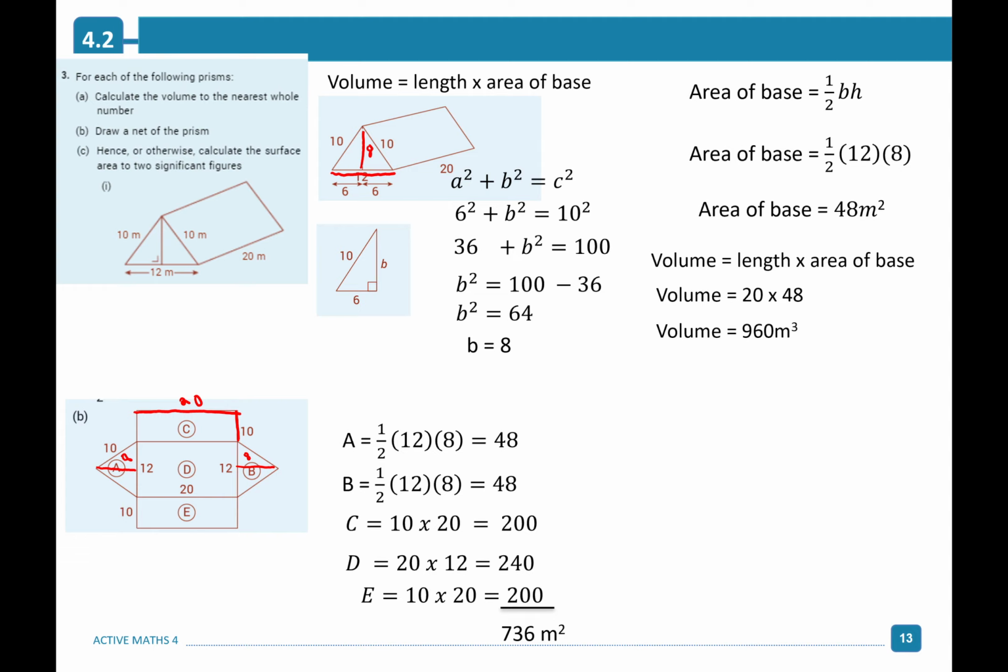And we're asked to write it correct to two significant figures. So I keep my first two values and I read my third value to see whether I round up or round down. It's greater than 5, so I round up. This gives me a surface area of 740 meters squared. Okay, please pause and take down this example.